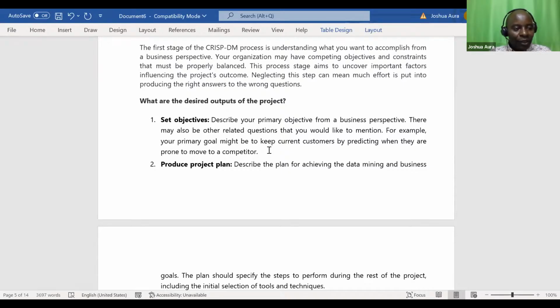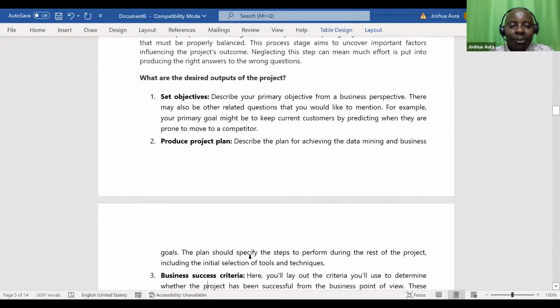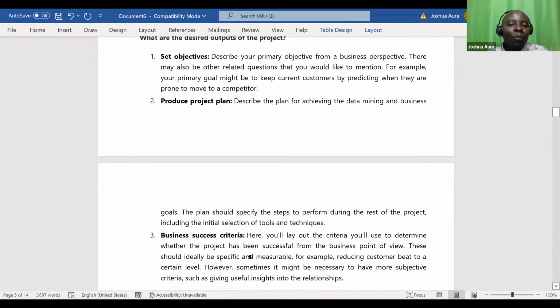I'll do these activities from here to here. There are activities that have to wait for other activities to be done before I start doing them. There are ones that can be done concurrently. So I have to produce a project plan. Describe the plan for achieving the data mining and the business goals. The plan should specify the steps to perform during the rest of the project, including the initial selection of tools and techniques.